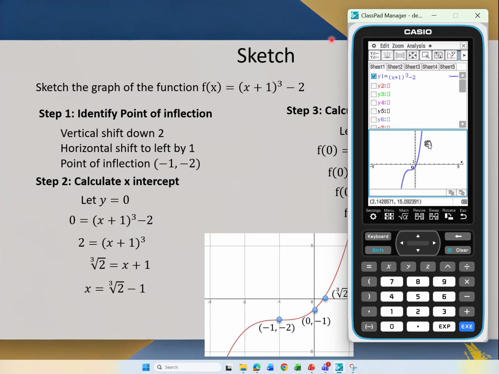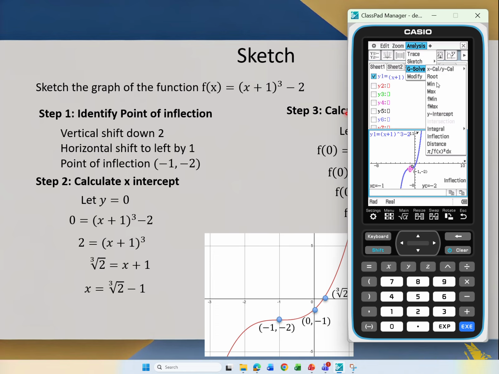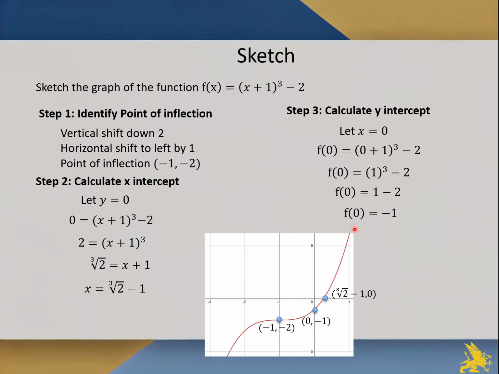So first I've clicked it so we can see what's happening. The next part that I can do is I can go to Analysis, G-Solve, and this is where I can find all the points I need. Inflection point. It tells me it's -1 and -2, which is what I just said. Again, in Analysis, G-Solve, I can go down to root, and it will tell me my root is 0.2599. And I can check that by typing this onto the calculator. Likewise, if I wanted to find my y-intercept, I click on y-intercept and it will tell me when x is 0, y is -1, which is exactly what I just got.